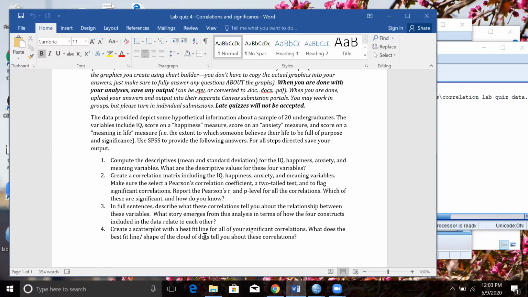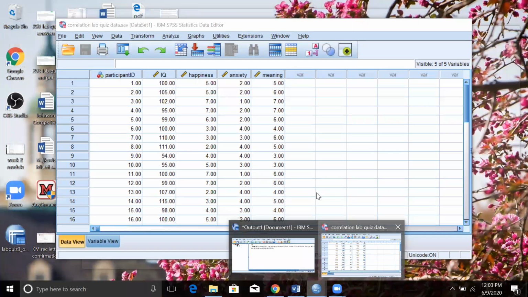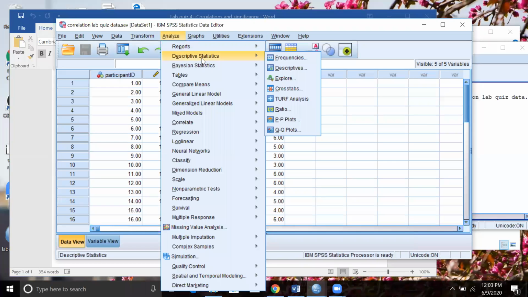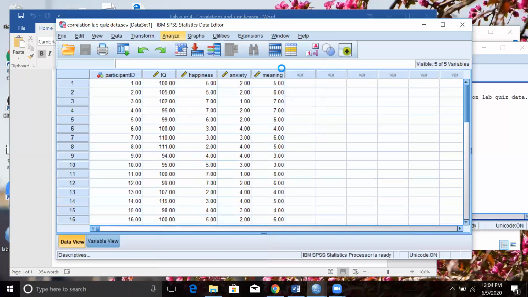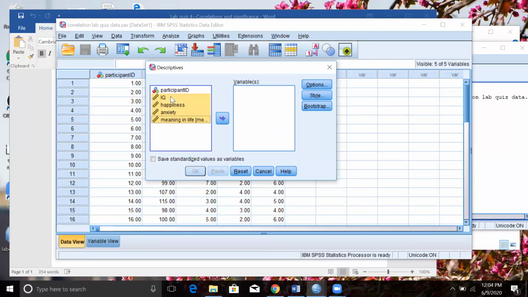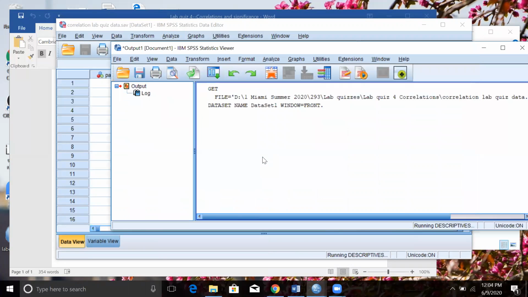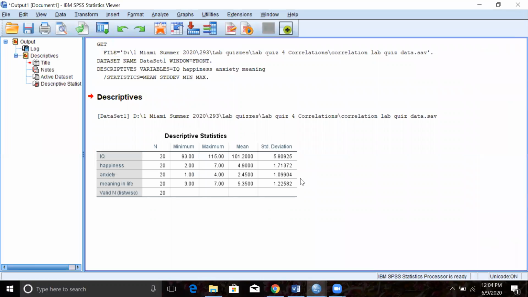So first, just to keep us refreshed on how to run our descriptives, we're going to compute the descriptives, mean and standard deviation, for IQ, happiness, anxiety, and meaning, since those are all quantitative variables. That's very easy to do, so let's just refresh your memory. Go to Analyze, Descriptive, Descriptives, and you can put all 4 variables in here at once. You don't need to do it one at a time. In fact, I would recommend saving time and doing them all at once. For mean and standard deviation, you shouldn't need to select anything else, so you can just go ahead and hit OK. And this is my descriptive analyses for my 4 quantitative variables.